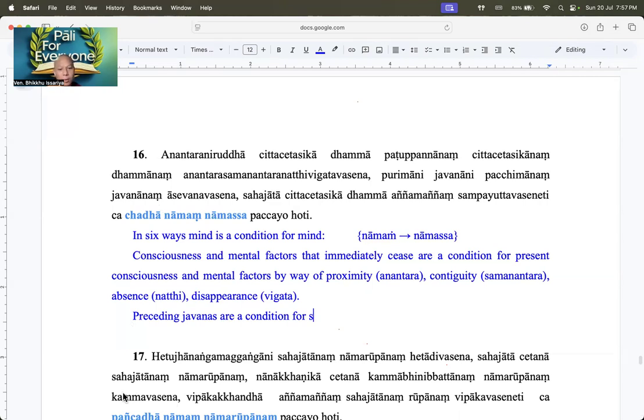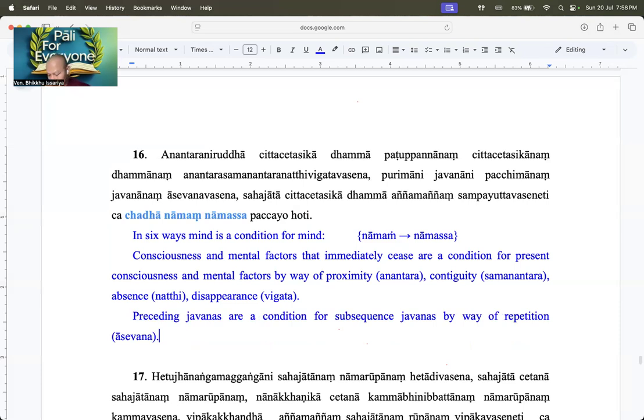Sorry, I forgot to open the microphone. So precedent javanas are condition for subsequent javanas. So that is by way of repetition. So that is asevana. Okay. So now five ways.